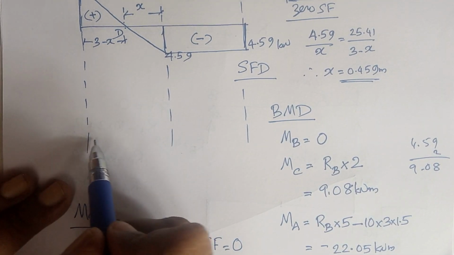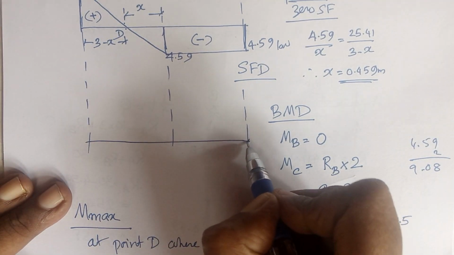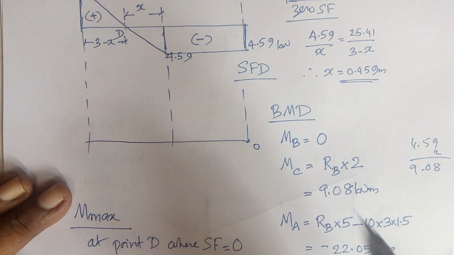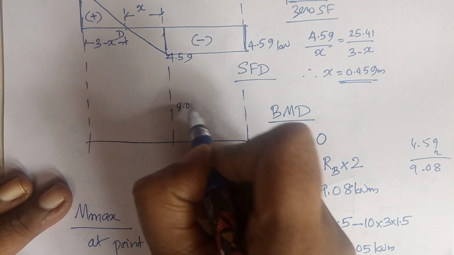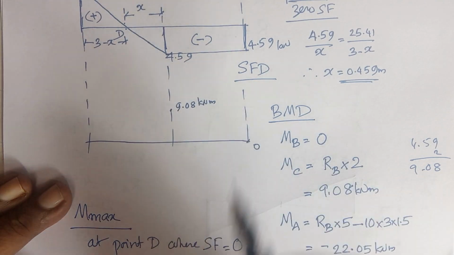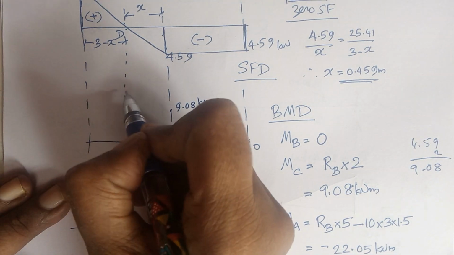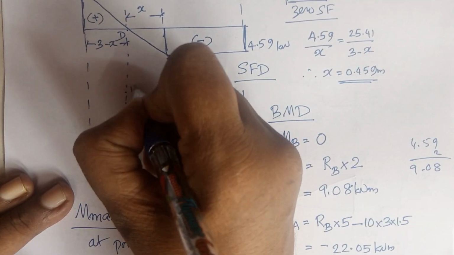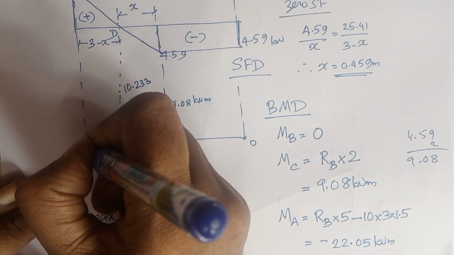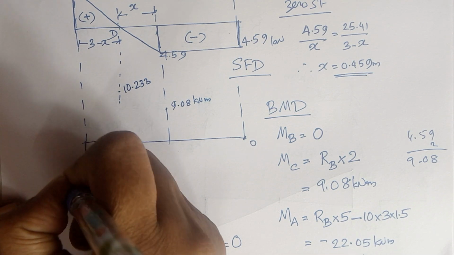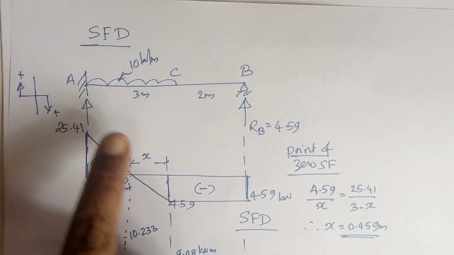We have to sketch the bending moment diagram. Draw the horizontal line. Bending moment at B is equal to 0. Bending moment at C is 9.08 kilonewton meter. At the point of maximum bending moment, point D, it works out to 10.233. And at point A, it is minus 22.05 kilonewton meter.